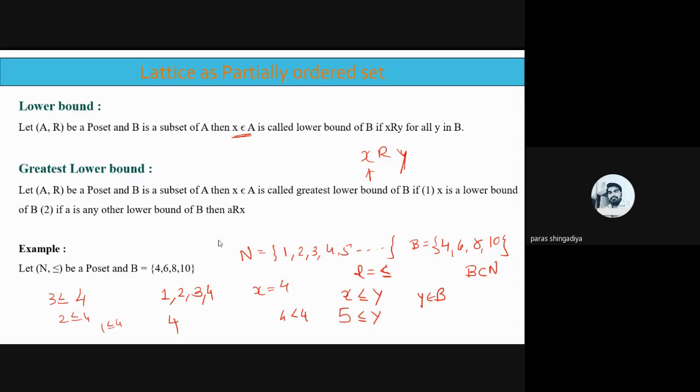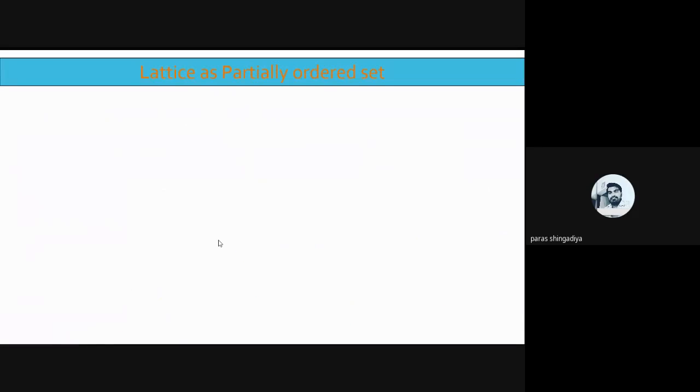Clear? So X belongs to A is called a lower bound of B if X R Y for all Y belongs to B. Okay, the condition must be verified for all values of Y. If it does not hold for even one value, then we cannot say that such an X is a lower bound. Okay, that is the answer. So this is the definition of lower bound and greatest lower bound and its counterexample. And next, the answer for lower bound is 1, 2, 3, and 4, and the greatest lower bound is equal to 4.